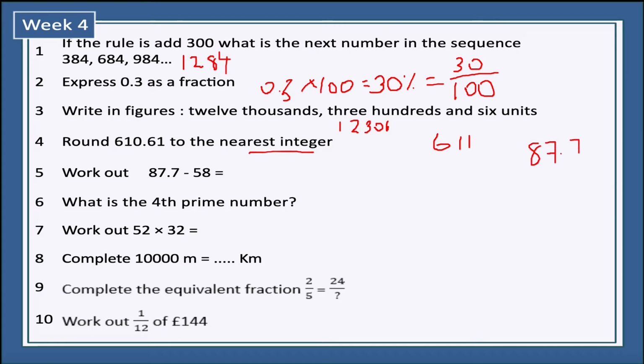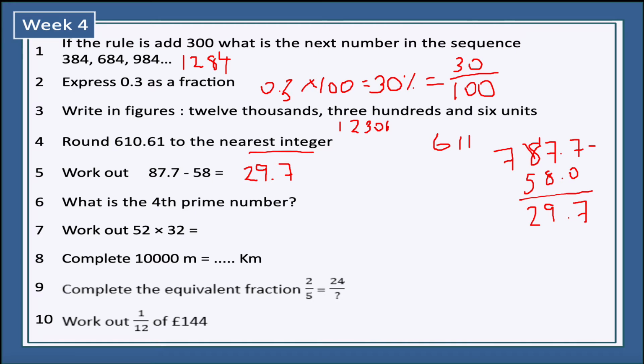87.7 subtract 58. So subtract 58, and then I'm going to have to put a 0.0 there. 7 take away 0 is 7. 7 take away 8 I can't do, so I'm going to have to borrow. That becomes a 7. 17 take away 8 is 9. 7 take away 5 is 2. So my answer is 29.7. This is question number 6, guys.